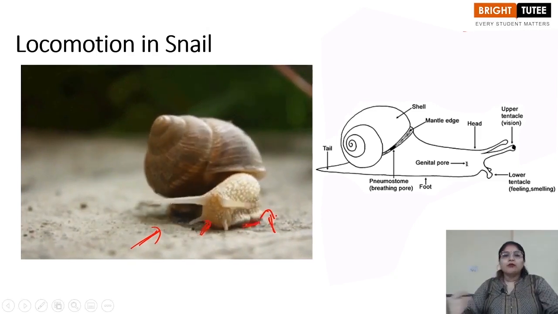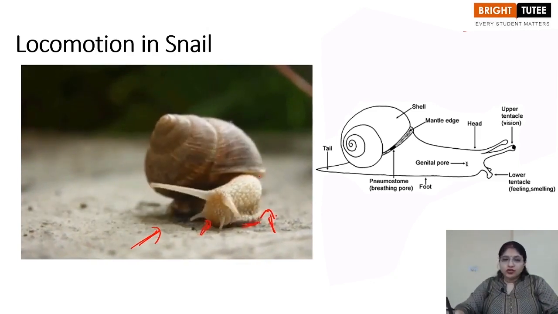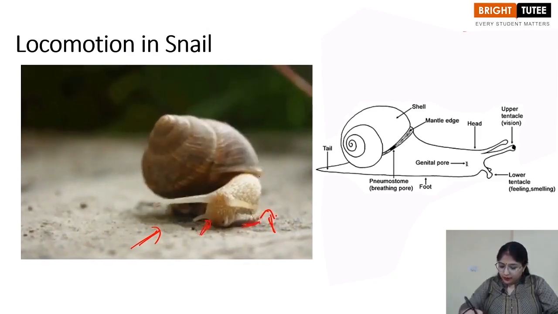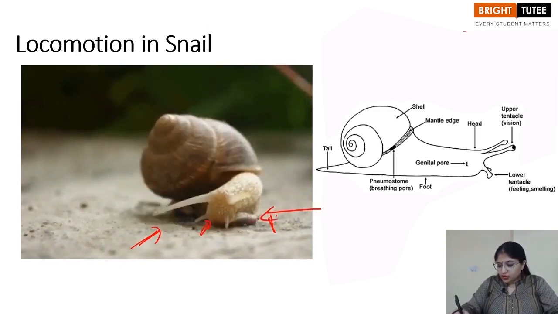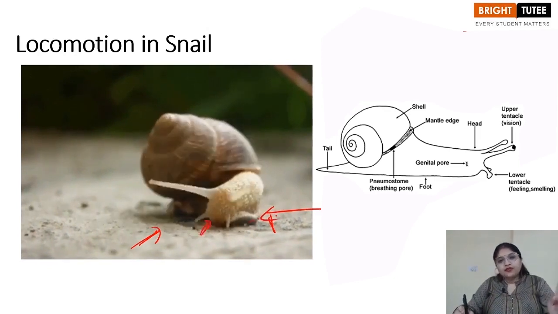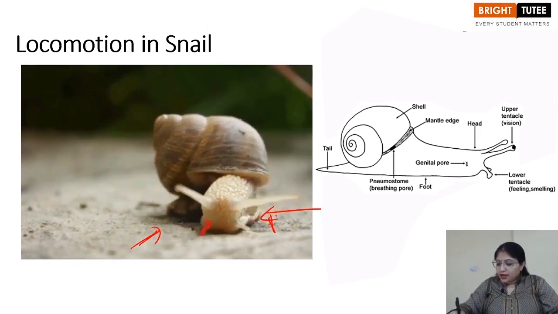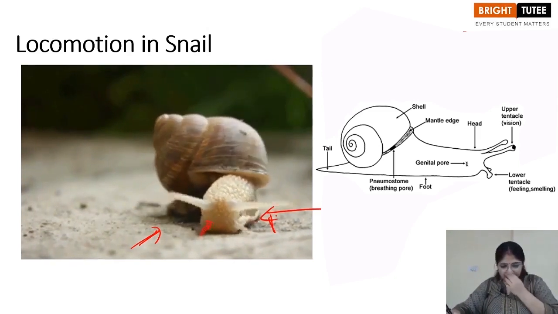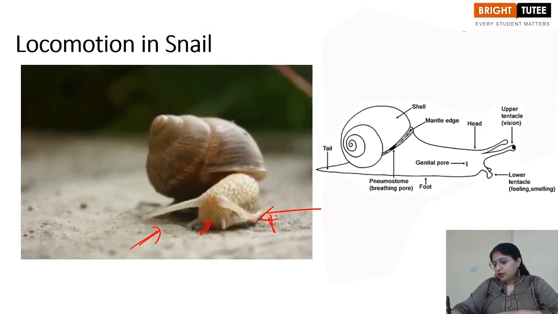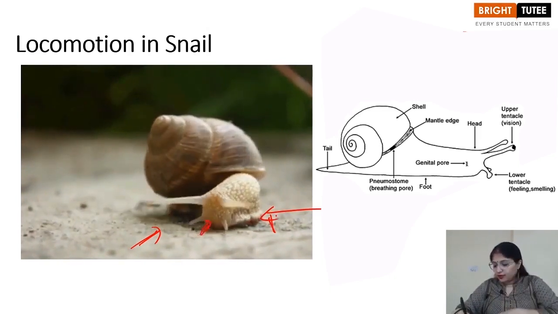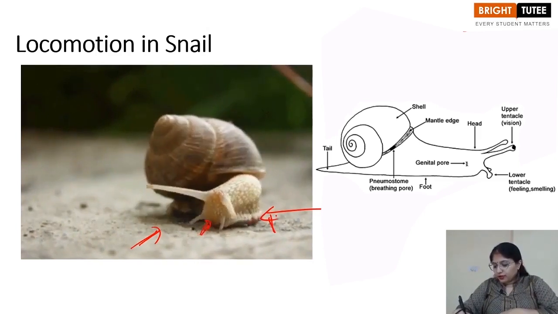Now let's understand how the movement takes place. This thick structure that we are talking about, that you can see, is known as the foot of the snail, right? This structure is the foot. It's just one, and it is the foot that helps in the movement of the snail. The snail moves forward by the wavy motion created by the strong muscles of the foot. So the foot contains strong muscles.